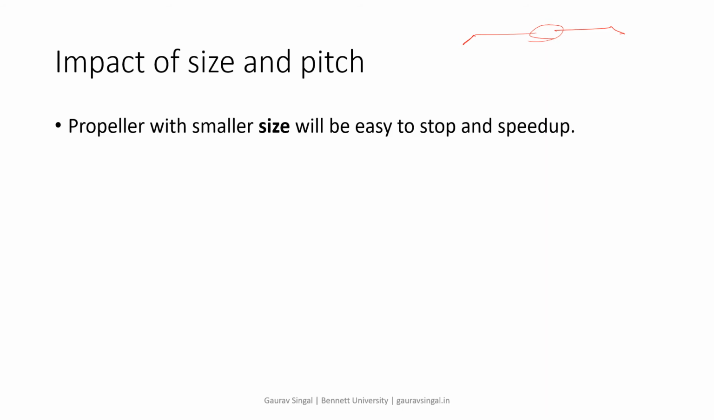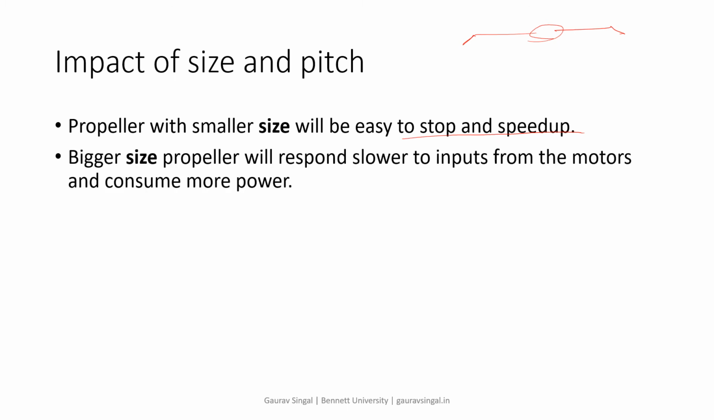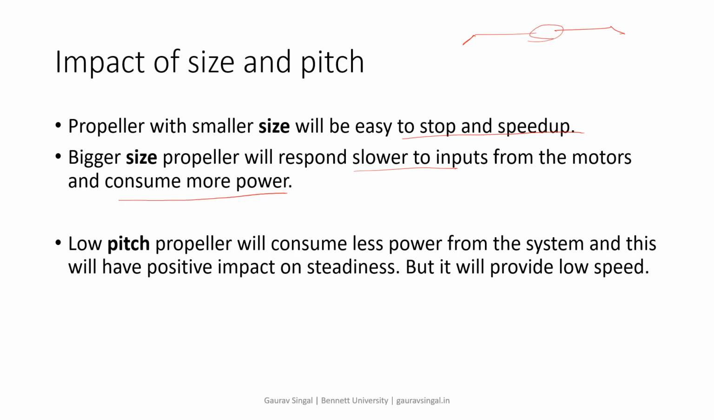The impact of size and pitch is already covered, but I can give you a brief again. A propeller with a smaller size will be easy to stop and speed up. To move faster and stop faster, we can use a smaller size. A bigger propeller responds slower to input from the motor and consumes more power. It's very clear, because the bigger propeller needs high power and takes time to reach full speed and also takes time to stop.